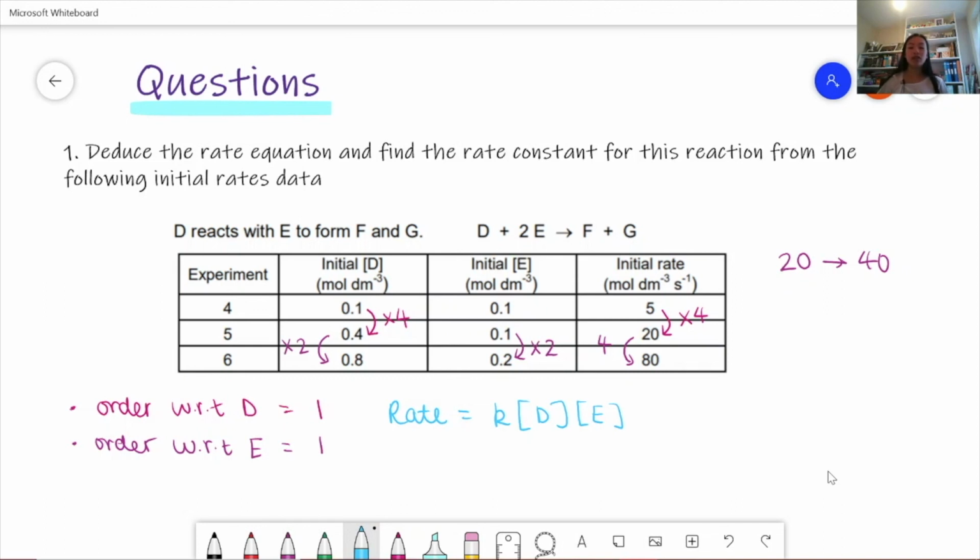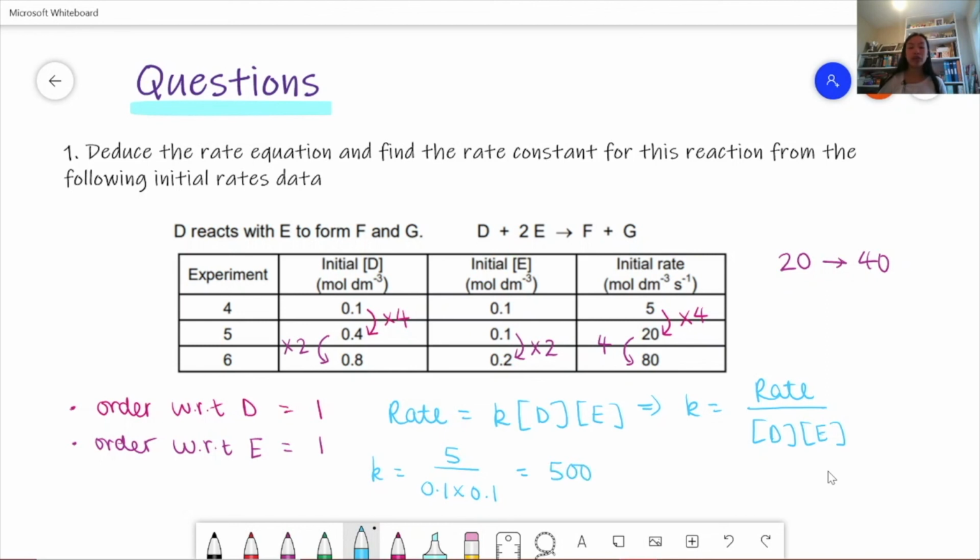To find the rate constant, we then use one of these experiments and plug it into the formula with k as the subject. So we have k equals rate over the concentration of D multiplied by the concentration of E. So for example, I'm going to choose experiment 4. We would have 5 over 0.1 times 0.1. So that would give me 500.